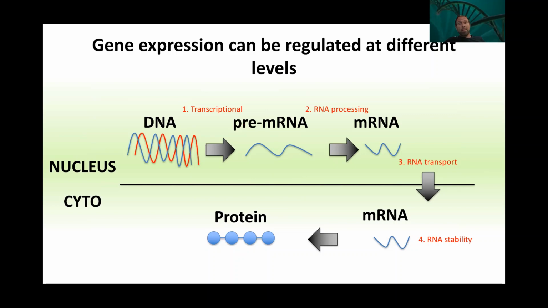And then once that mRNA gets out into the cytoplasm, it has to find a ribosome where the ribosome can translate it. We can regulate whether that's going to happen or not. In fact, we already talked about one example of that with our microRNAs. Remember, your microRNAs bind to the mRNA and prevent translation. So we can regulate it there.